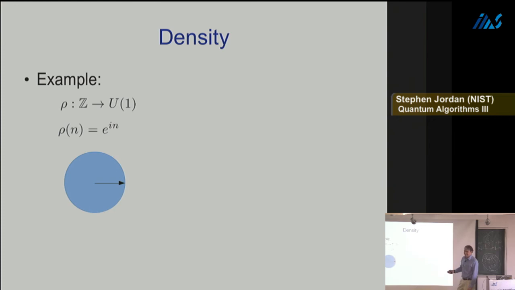Here's an example of a dense representation. We have a map from the integers to the unit complex numbers U1, the unit complex numbers under multiplication. And our map is: map the integer n to e to the i n. It's pretty clear that this is a homomorphism. If you do n plus m, that'll be e to the i n times e to the i m, which is equal to e to the i (n plus m). So that's a representation. If we have 0, that maps to 1.